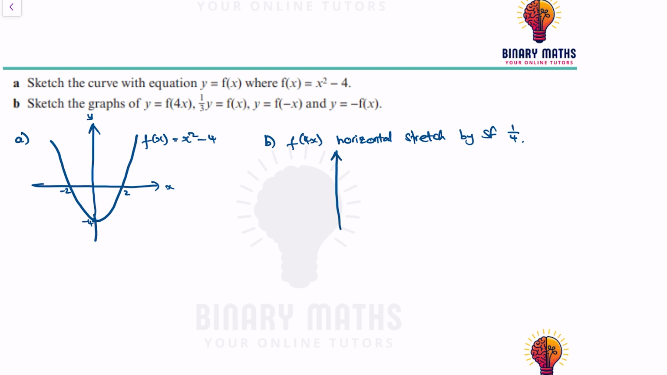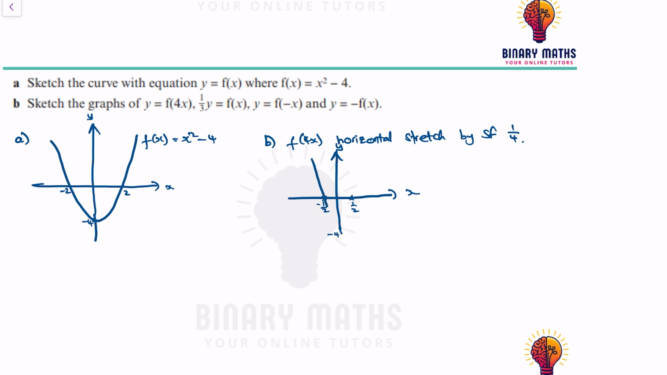let's make it a bit smaller because I don't have space. So instead of going through minus 2 and 2, it's going to be minus 2 times 1/4, which is minus 1/2 and plus 1/2. The y-intercept will not change, so it'll still be minus 4.